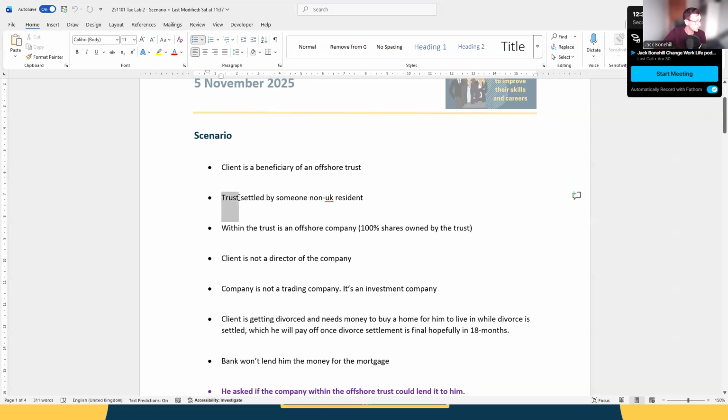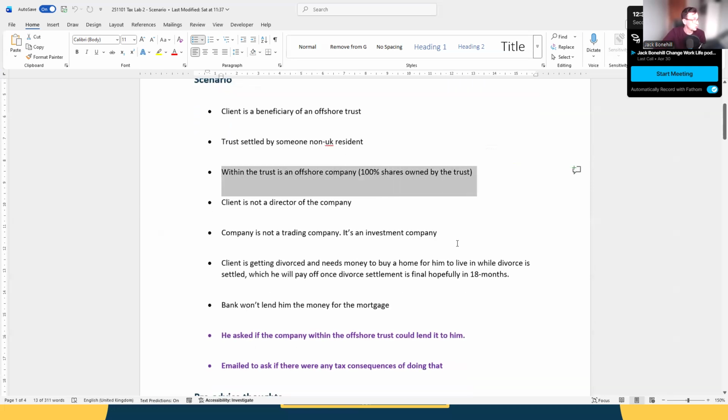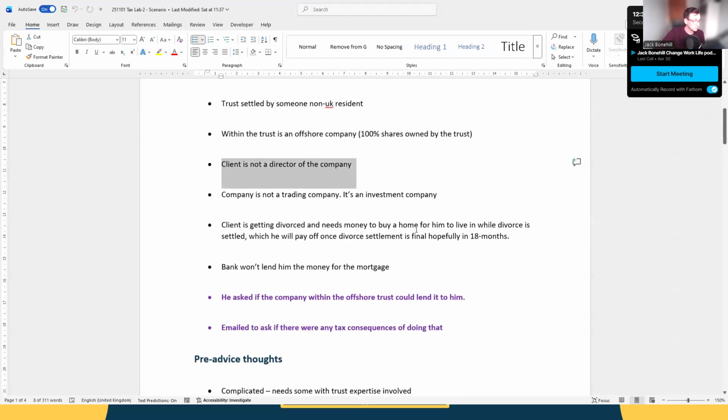The trust that we've got here was settled by someone who was non-UK resident. I had to find out what settled meant in order to do this session today, but basically that means the person that's put the money and the assets into the trust. Within the trust, there is an offshore company that's 100% owned by the trust. The client, the individual, is not a director of the company. The company is not a trading company, it's an investment company.